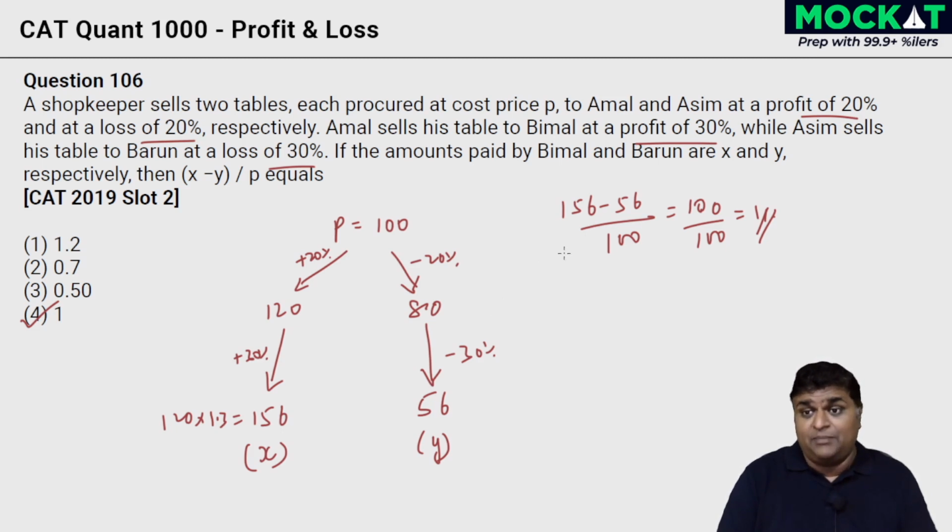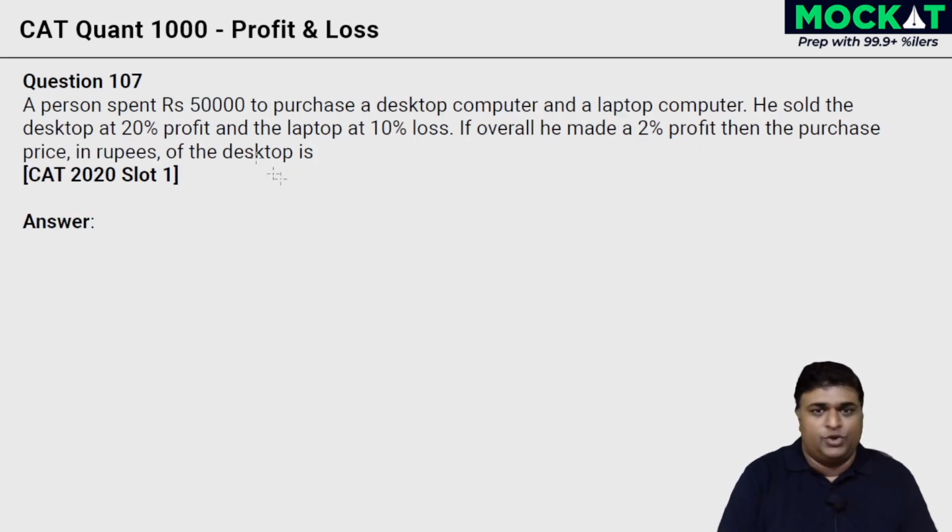Provided you spend some time and practice enough. On to question 107. A person spent rupees 50,000 to purchase a desktop computer and a laptop computer. That's the total amount spent. He sold the desktop at a 20% profit and the laptop at a 10% loss. Overall, he made a 2% profit.